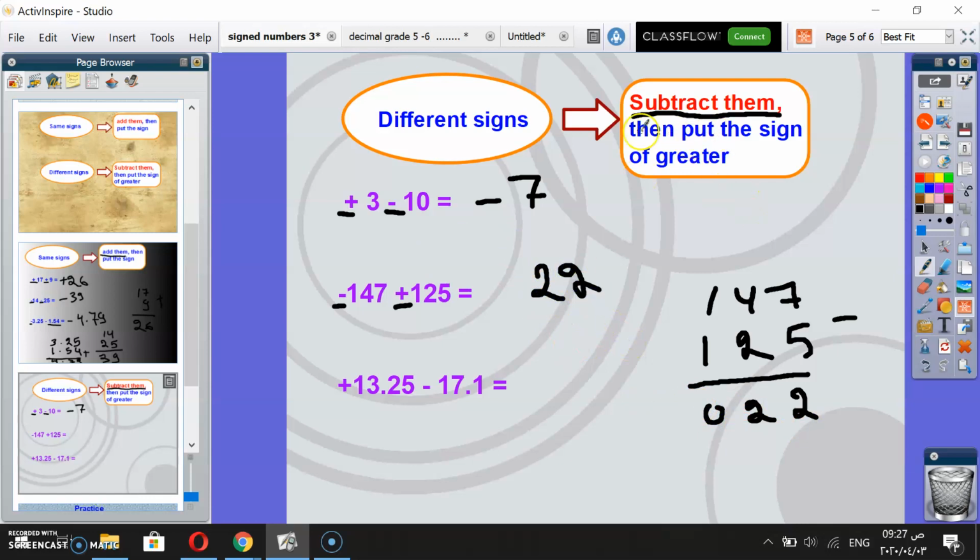And then put the sign of the greater. 147 is greater than 125. I will put its sign which is negative. So the answer will be minus 22.